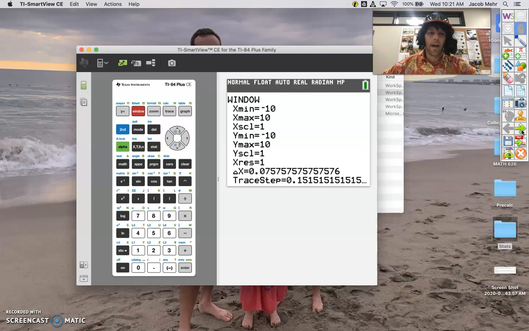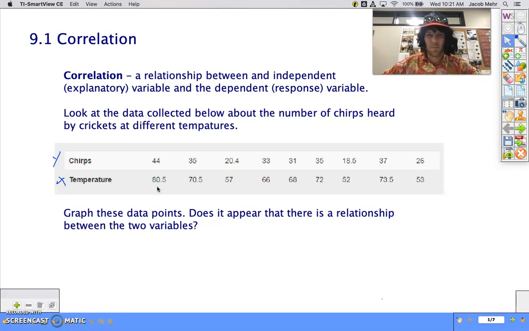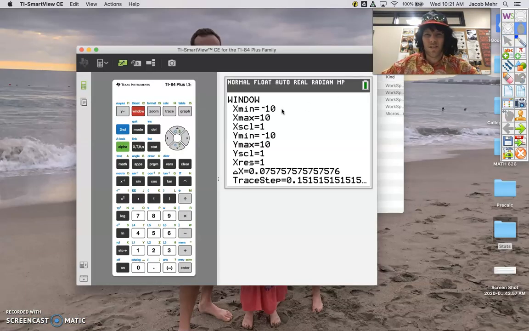Now, when we look at our x's, which are the temperatures, it looks like our smallest temperature is 52 degrees. Our greatest temperature is 80.5 degrees. So let's go maybe 40 to 90 for the x's. And let's go by tens.